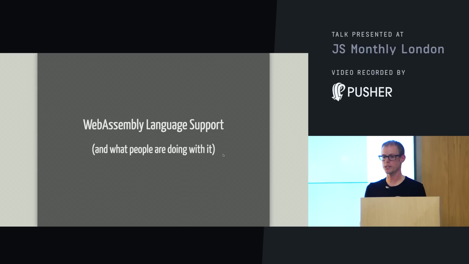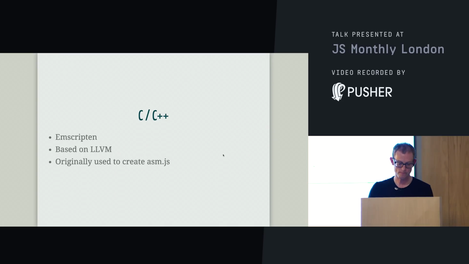Most people are going to want to use a language, maybe C, maybe not, Rust, Go. People are going to be using other languages and treating WebAssembly as a compilation target. So I'm going to quickly look at the different languages and their current level of support.